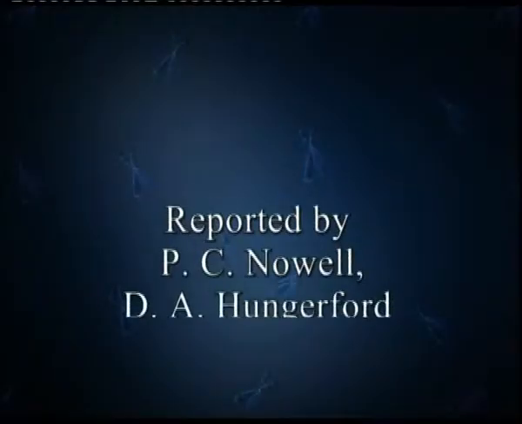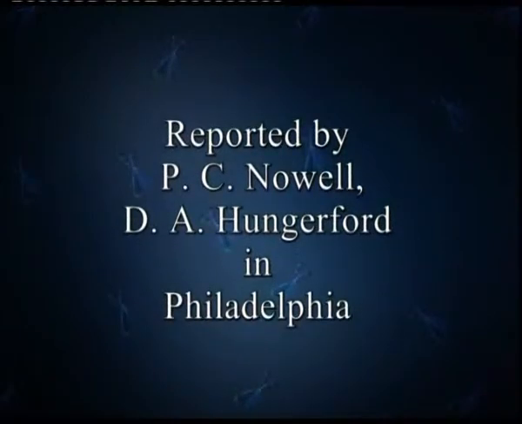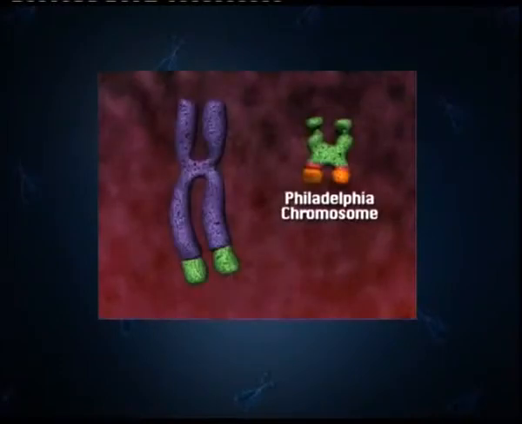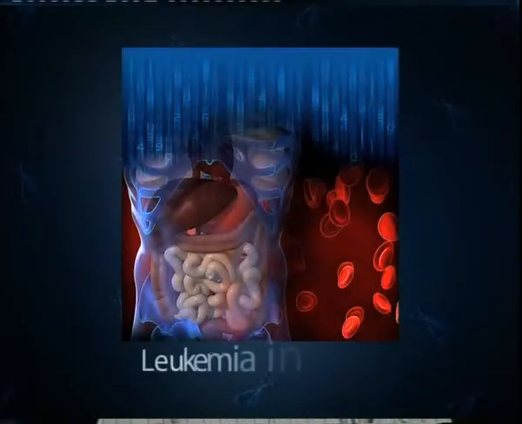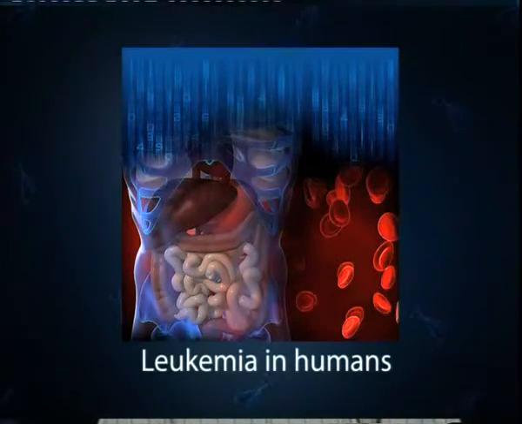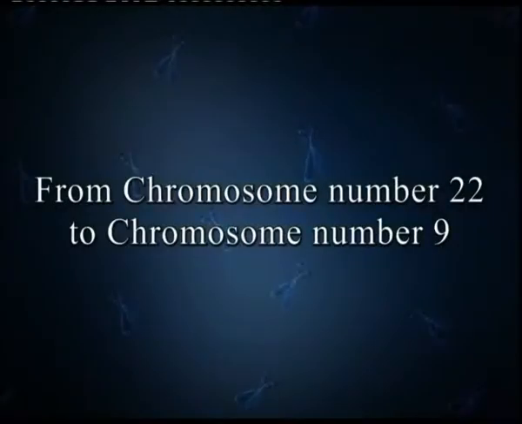There was a deletion from chromosome number 22 reported by P.C. Nowell and D.A. Hungerford in Philadelphia. This chromosome was later on called the Philadelphia chromosome, and this deletion has resulted in a genetic disorder known as chronic myelocytic leukemia in humans. Later on, it was found that this chronic myelocytic leukemia was not in fact caused by the deletion only, but by the translocation of this deleted segment from chromosome number 22 to chromosome number 9. Translocation has taken place, resulting in this chronic myelocytic leukemia.